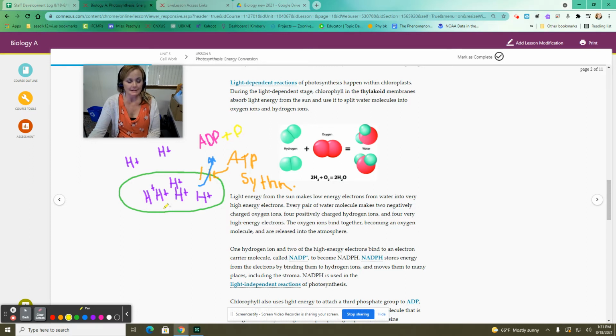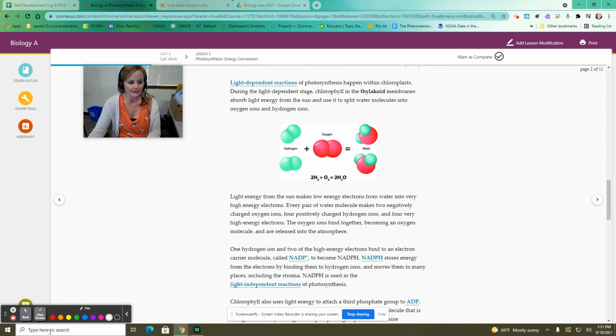So it's basically like this has a lot of potential energy. And when we release the potential energy, that is then used to create more chemical energy. And that chemical energy is found in this ATP that gets created here. I'm going to go ahead and clear that up.